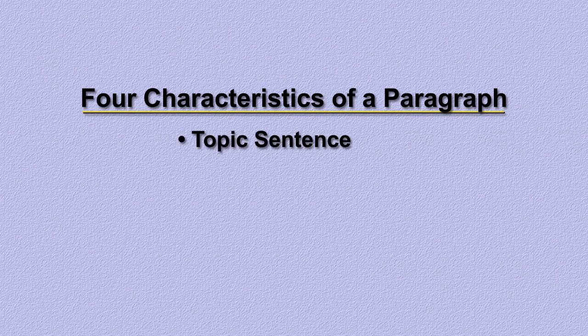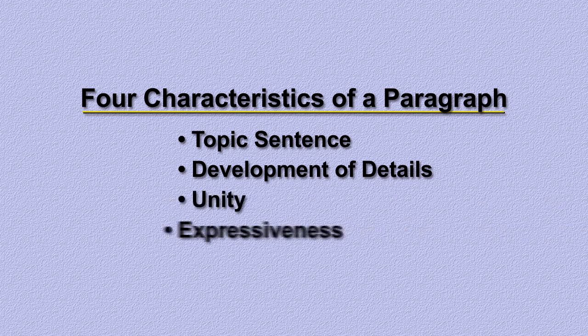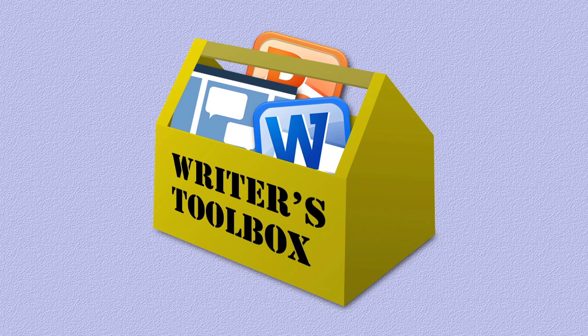It will have a topic sentence. It will also have sufficient development of details. It will have unity, and it will have expressiveness. We will deconstruct these 4 characteristics of a paragraph to see how they apply to a comparative paragraph. Remember the writer's toolbox? We started with basic tools, and today we're going to enhance our toolbox with even more specialized writing tools.